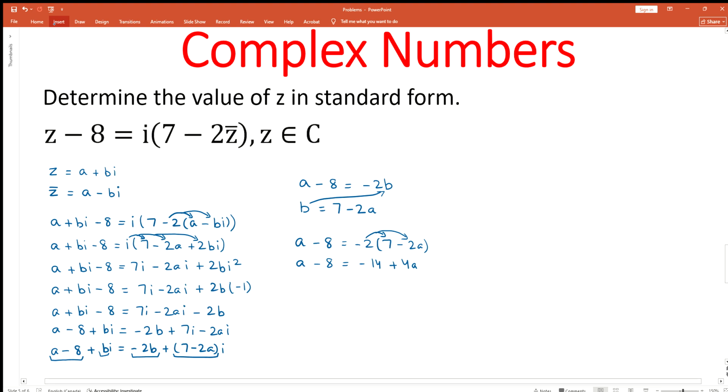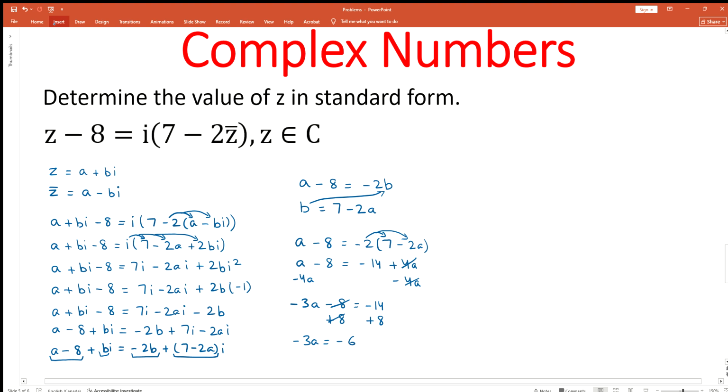Next, we can gather a terms on the left side of the equation. We should subtract 4a from both sides. a minus 4a is equal to negative 3a, because the coefficient of a is 1, and 1 minus 4 is equal to negative 3. Next, we can combine the number terms, negative 8 and negative 14. We should add 8 to both sides. Negative 14 plus 8 is equal to negative 6.